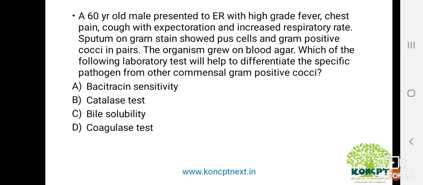So now, applying our fact, the biochemical reaction for Streptococcus pneumoniae is bile solubility. So the answer to this question is, the laboratory test which differentiates Streptococcus viridans and Streptococcus pneumoniae is bile solubility. Option A, bacitracin sensitivity is for Streptococcus pyogenes. Catalase test differentiates streptococci from staphylococci. The coagulase test is used for speciation of staphylococcus.